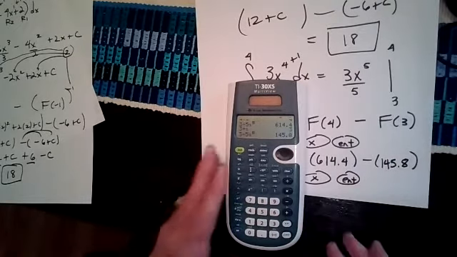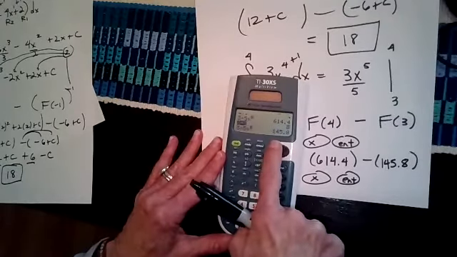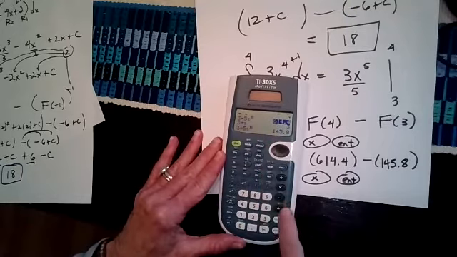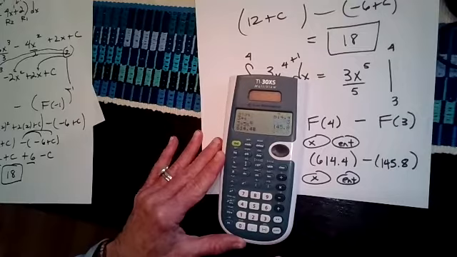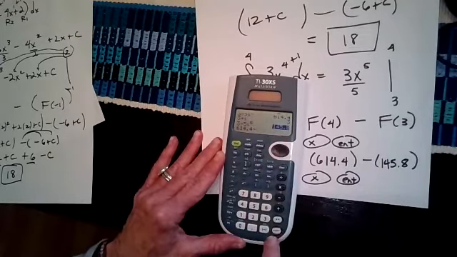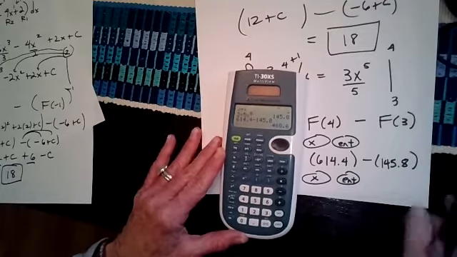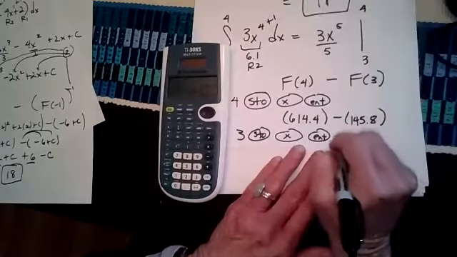Okay, so remember how lazy I am. Now I have to do 614.4, so I highlight that, minus, and I highlight that and push enter, minus, and I go up and grab that 145.8 and push enter twice, and it gives 468.6, and that's my answer.